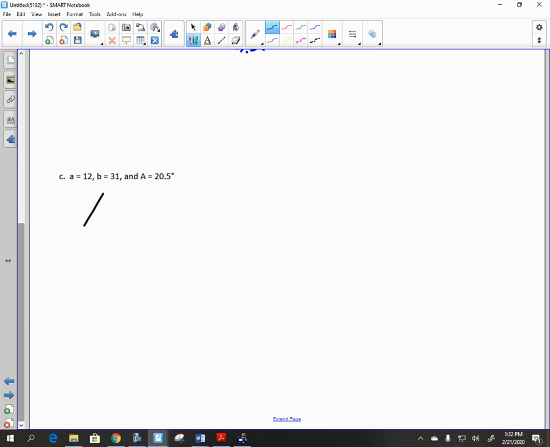I'm going to sketch this triangle again. That is 20.5 degrees. Side A is 12. We'll call this B, we'll call this C. And then side B is 31. What kind of triangle do we have going on here? Side angle, okay? Side angle.